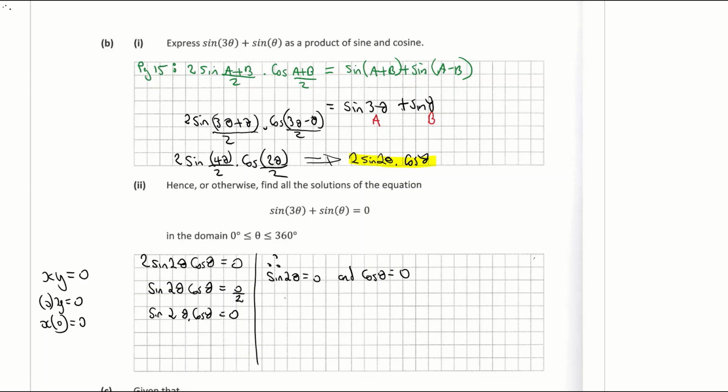So from my calculator, I'm going to go 2 theta is equal to sine inverse of 0. So 2 theta is equal to 0 there. And if I divide across by 2, well, 0 divided by 2 is still 0. And when I do the cos here, I get angle, or theta, is equal to cos inverse of 0. And that gives me an angle of 90 degrees.